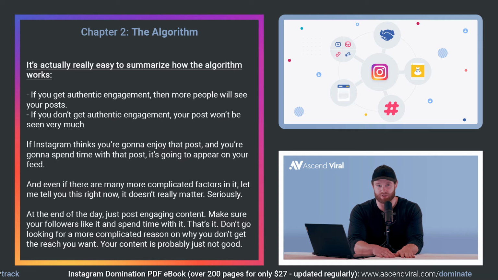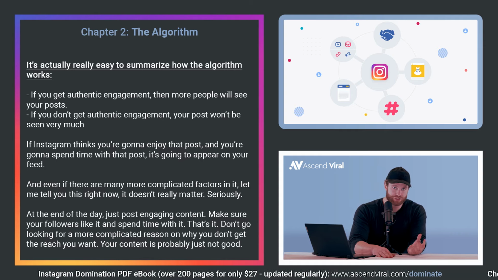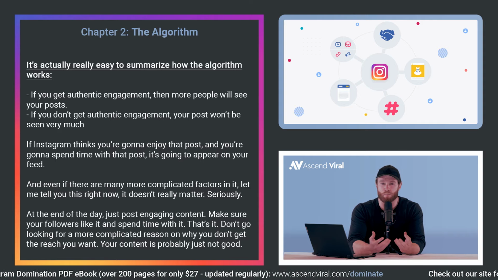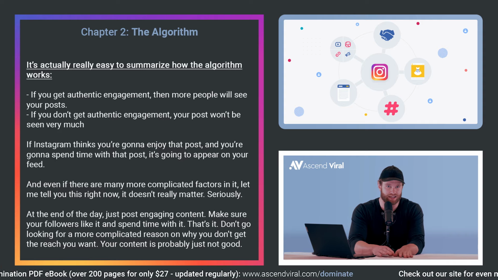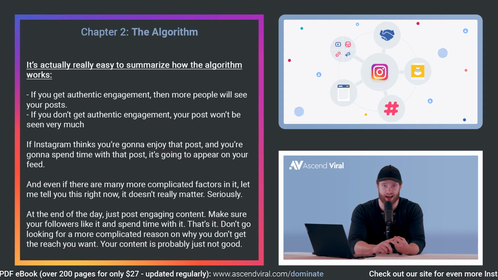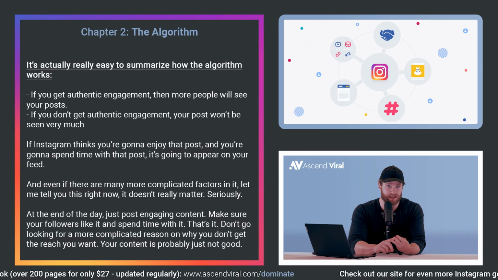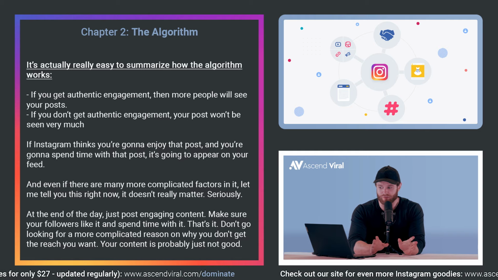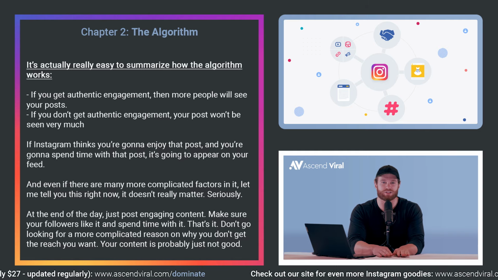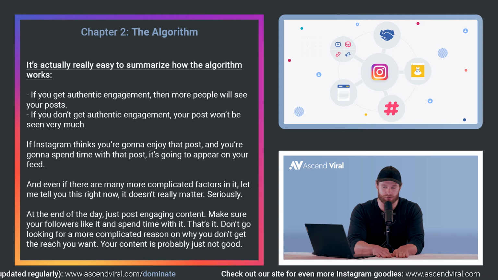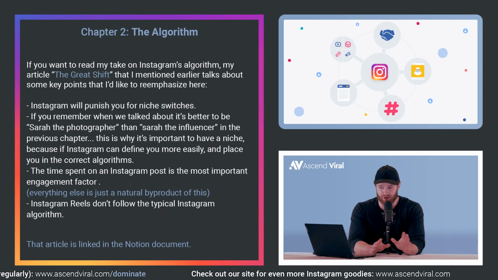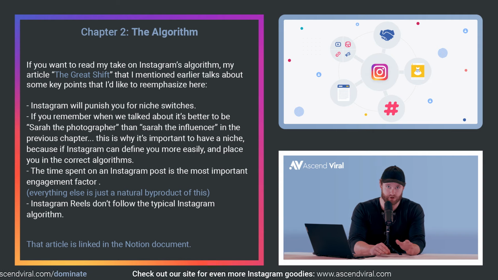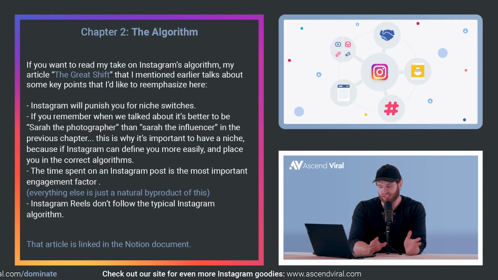If people spend time with it, read your caption, look at your story, visit your profile, comment something meaningful, it's going to do much better in every algorithm that Instagram has. The Reels algorithm, the hashtag ranking algorithm, the Explore ranking algorithm, the home feed ranking algorithm, the stories algorithm. All of it will be improved if you can post content that gets targeted, authentic engagement. If you really want to get into my thoughts on the algorithm, my article, The Great Shift that I mentioned earlier, digs into it a little bit deeper, but I'll emphasize the key points here.